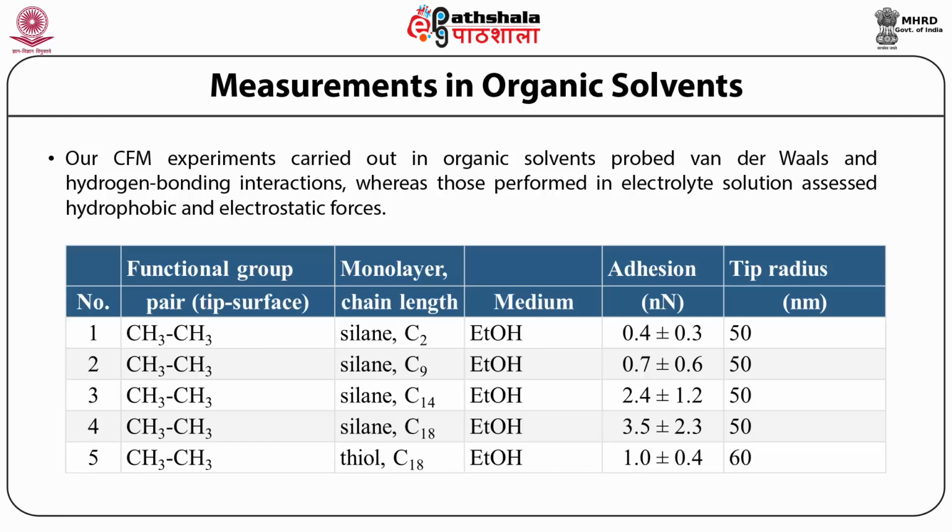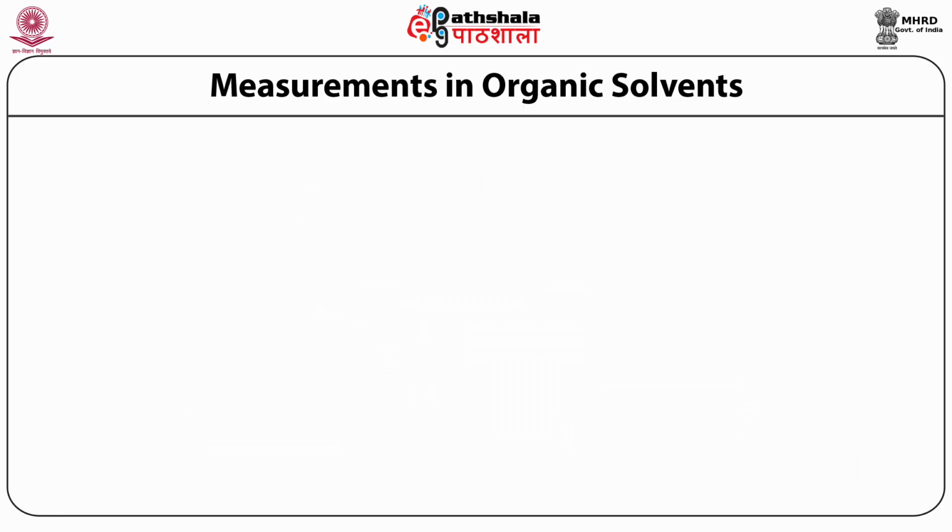These are given in the table below, wherein we have given functional groups, that is the pair at the tip and surface. This starts with ethane, then for this we have monolayer adsorption and chain length size has been given. And then we have the medium in which this has been carried out, that has been ethyl alcohol all through, and adhesion has been given in the next column, and finally tip radius has also been given. So from here we can analyze the characteristics of these compounds further.